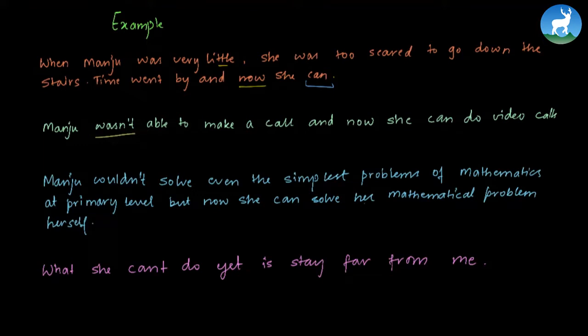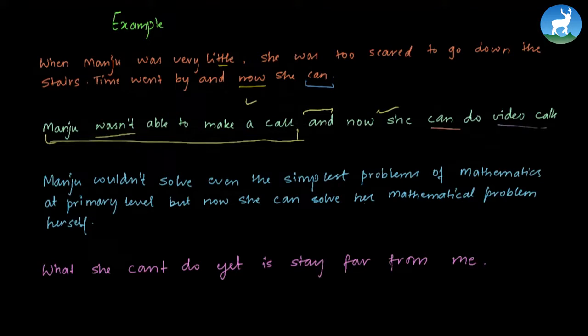As Sharada is talking about Manju when she was small in this statement, till here, Manju wasn't able to make a call, and the word "and" separates these two statements. And now she can do video calls. So this is an ability that Manju has grown, that now she can do video calls, and "can" is again showing another general ability of Manju, that's doing video calls.